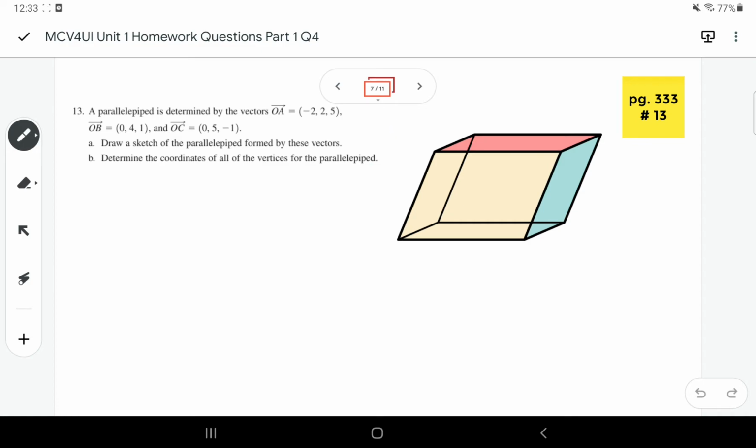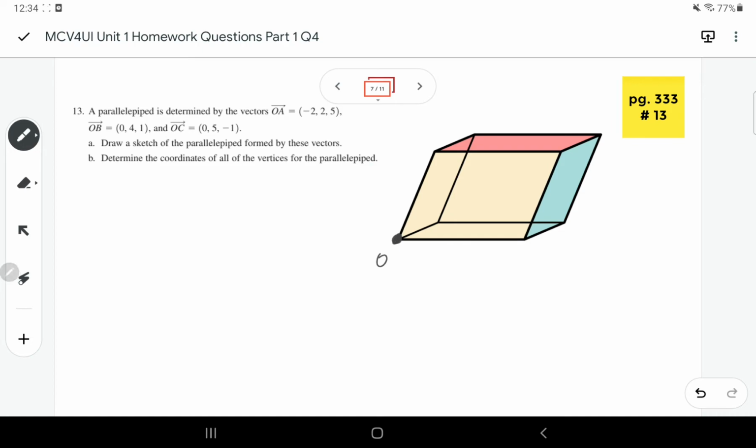Basically, it's sort of like a rectangular prism, but instead of rectangular sides, it's parallelogram sides. So it's like a tipped over rectangular prism, or it's like a parallelogram prism. So we've got these vectors, and we'll see that this parallelepiped starts at the origin. I'm going to draw that one as O.